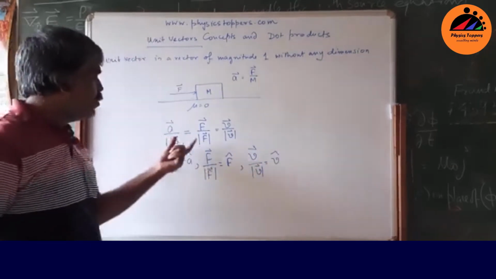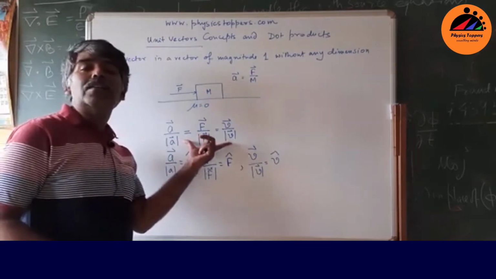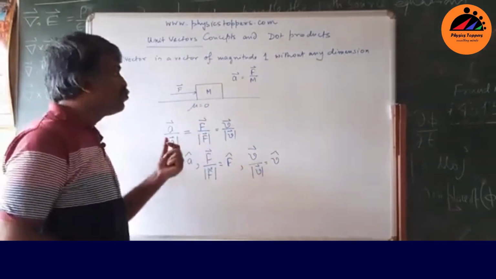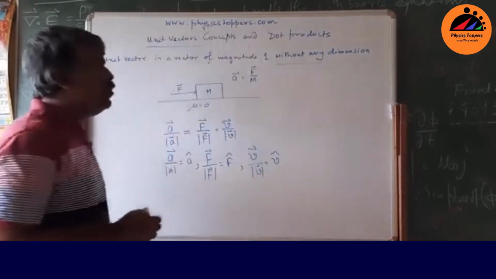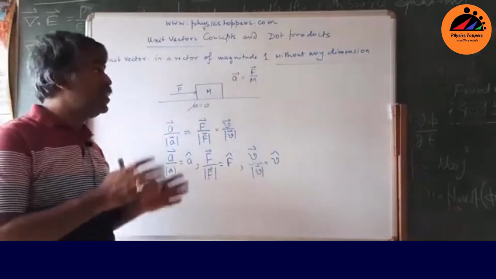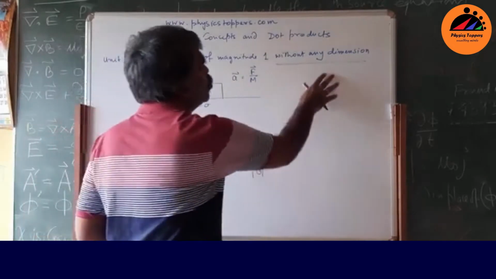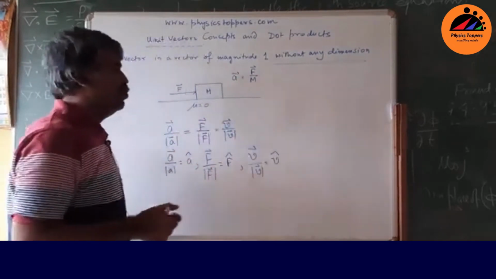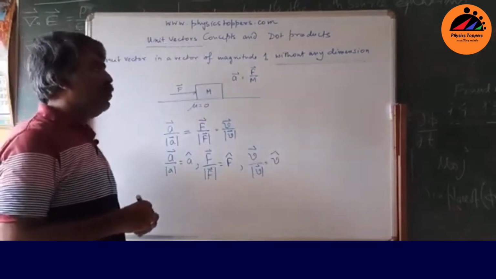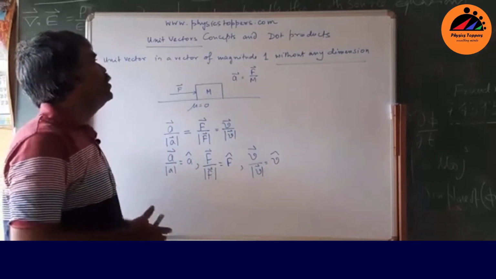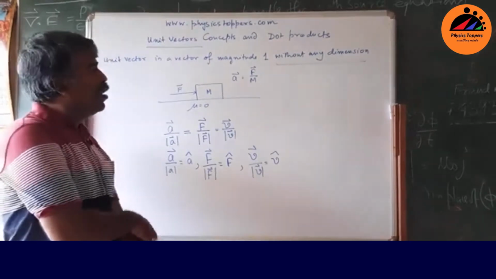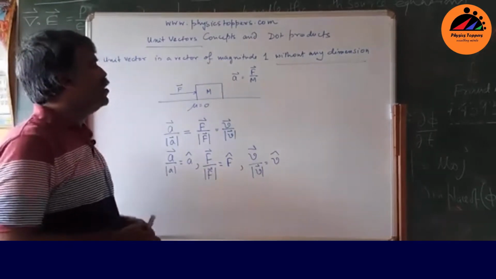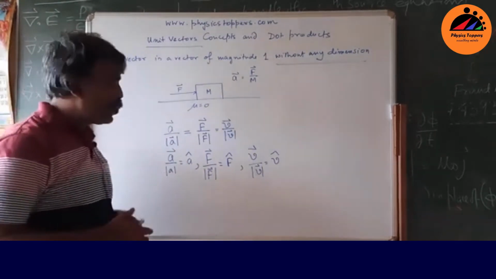Now I tell you that all these things are same. Why? Because of this. Unit vector doesn't carry any dimension, and this property we shall exploit throughout our mechanics. We shall use unit vectors when it's necessary, and we shall use it very often.